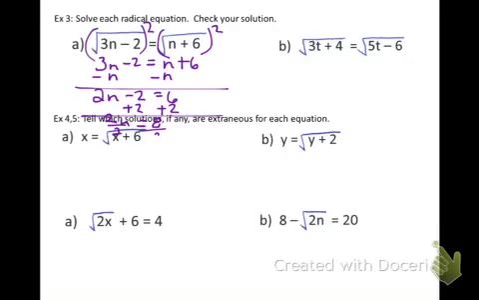Then you divide by 2. So n equals 4. So then you check it out. So 3 times 4 minus 2 equals 4 plus 6.